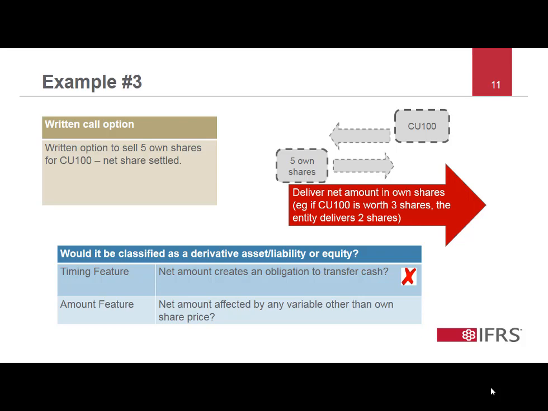Question number 2, whether the net amount is affected by any independent variable. The answer is no, for the same reason as examples 1 and 2. Because you've answered no to both questions, the derivative would be classified as an equity instrument, applying the board's preferred approach. This is a change compared with IAS 32. Applying IAS 32, net share settled derivatives are classified as derivative assets or liabilities.